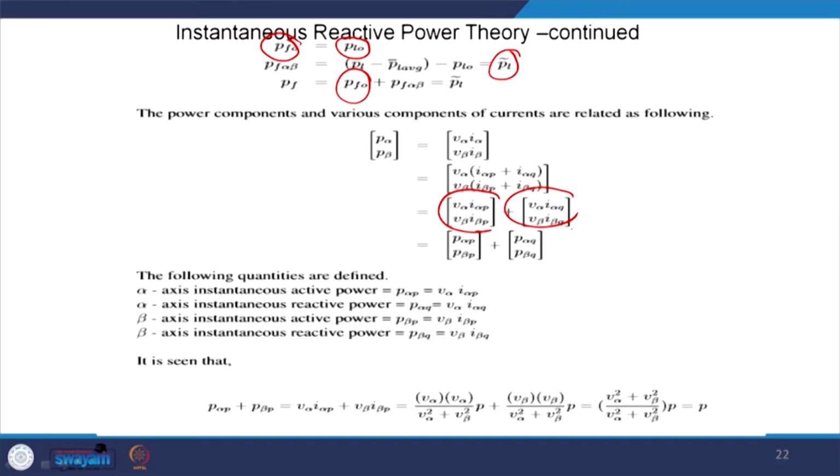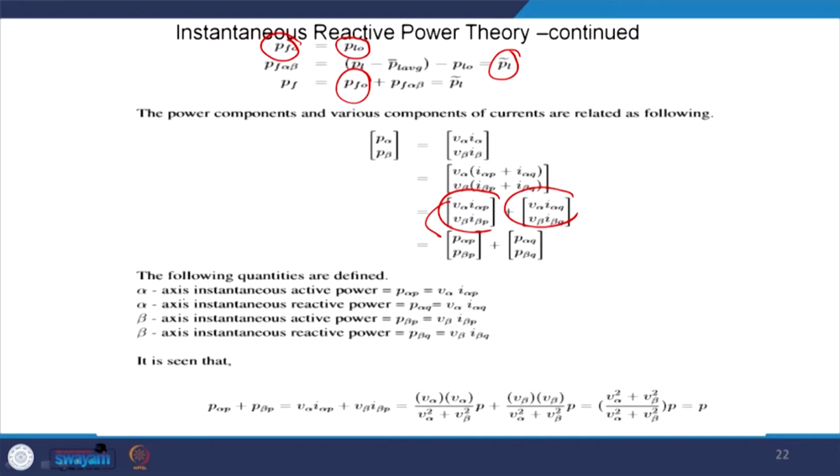Thus, we can further expand this term. Essentially this will be P alpha P, that is the alpha axis real power, and P beta P, the beta axis real power. Similarly, this multiplication, that is V alpha into I alpha Q, will be the P alpha Q, and that will be the reactive power in the alpha axis, and similarly it will be P beta Q. This has been named here.